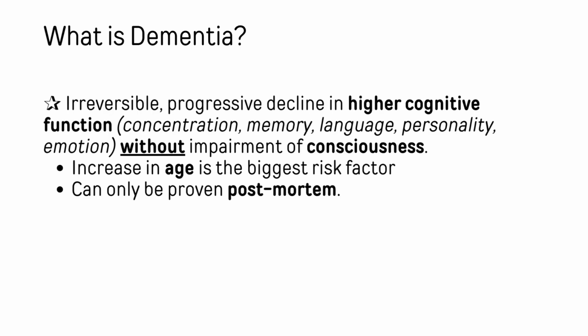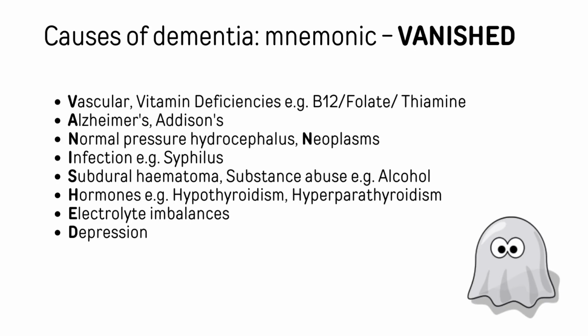So, what is dementia? Dementia is the irreversible and progressive decline in cognitive function. That can include a decline in concentration, memory, speech, language, personality, emotion, but without an impairment in the level of consciousness. So, they're conscious, but experiencing an irreversible progressive decline in cognition. The biggest risk factor is usually age, so it's more common in the elderly, and it can only be proven post-mortem.